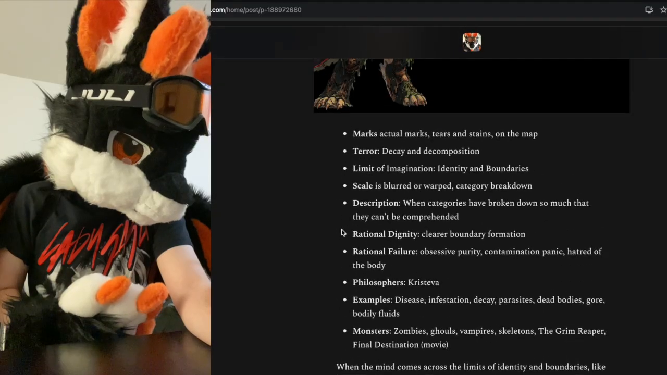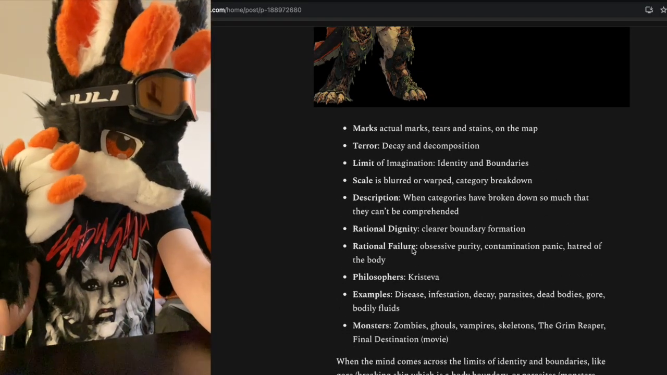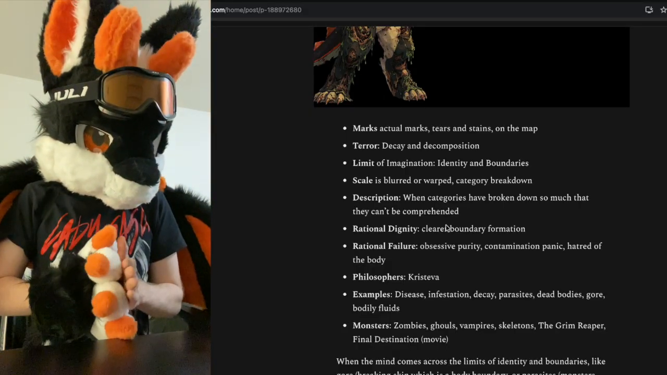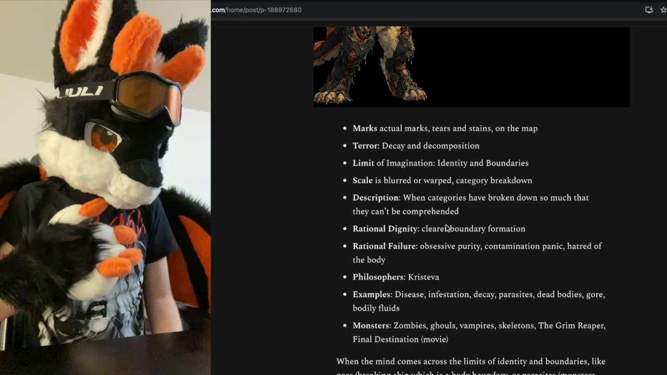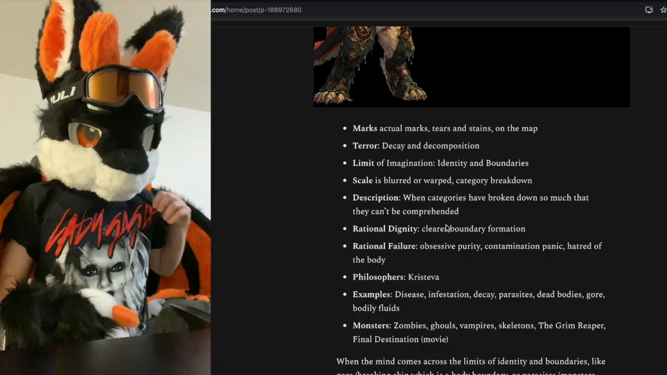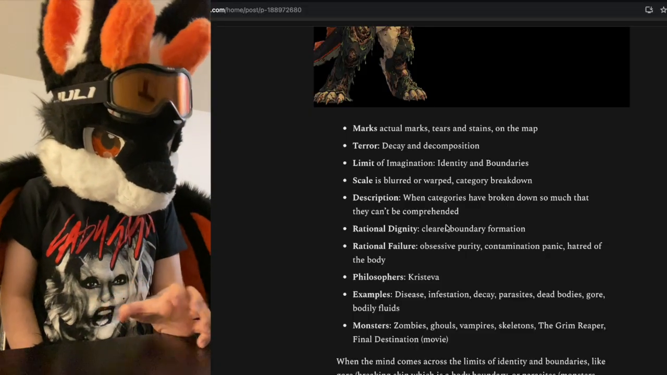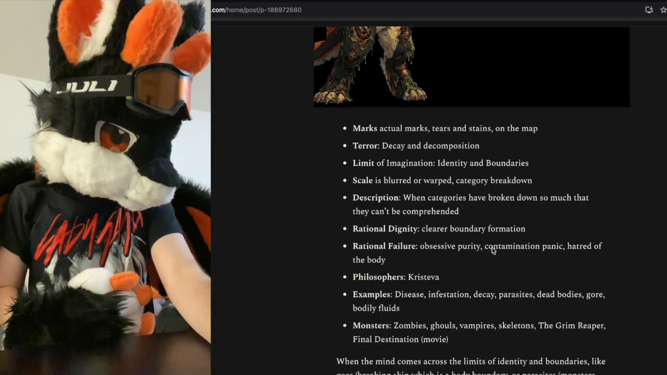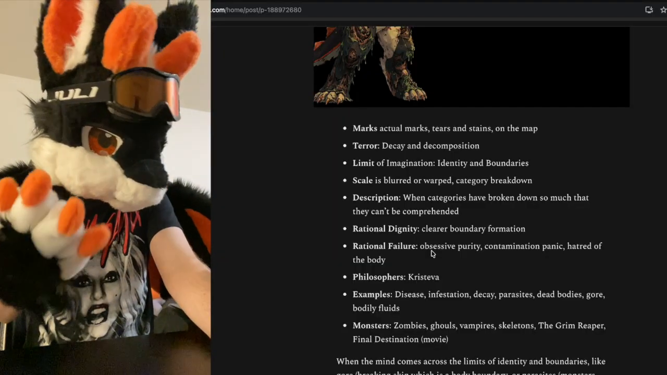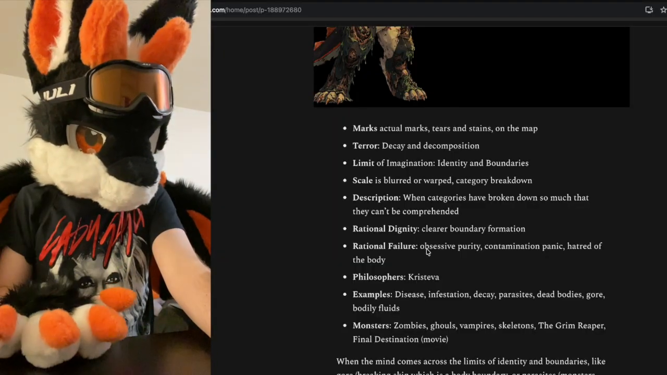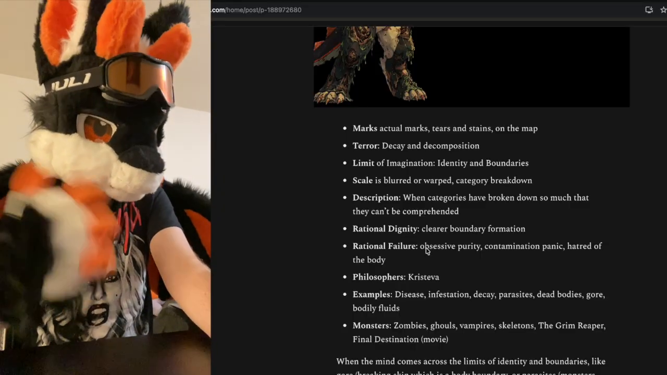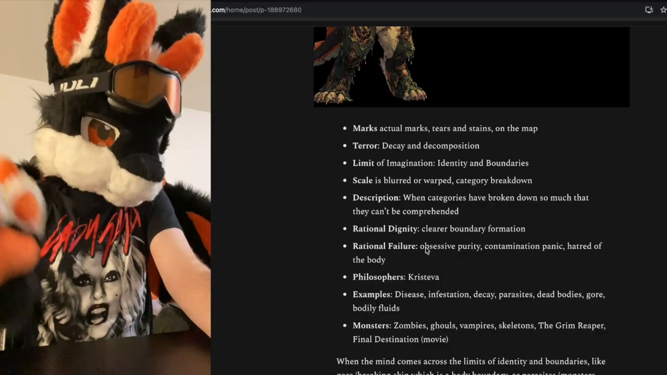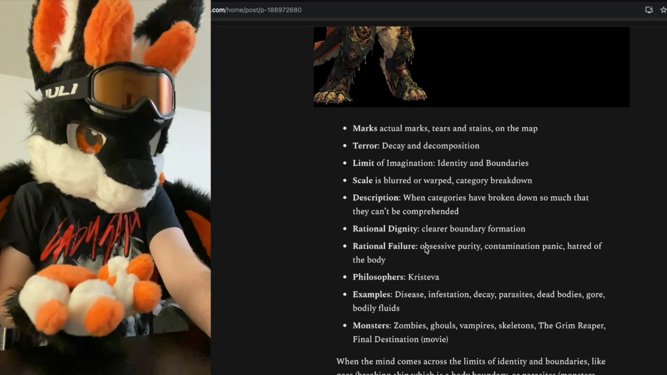And of course, there's rational dignity and rational failure. The rational dignity is clearer boundary formation. So you really understand diseases and how they work and when you're actually infected and when you're not infected, and your understanding of boundaries is far more fluid and balanced rather than these very rigid boundaries that you construct around yourself. Because if you're terrified of getting a disease or if you see a zombie, which, there's no such thing as zombies, but again, monsters' faces are used to mark the limit of something. Zombies are the monstrous face of diseased people.